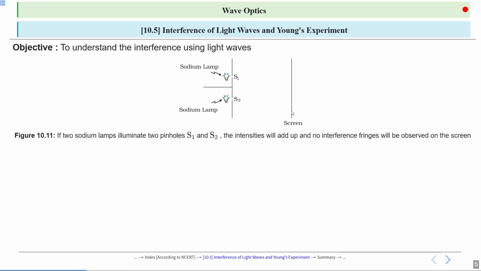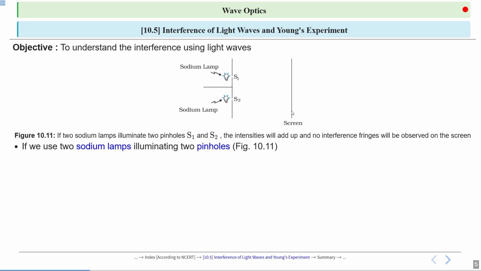So let's take a look at figure 10.11. Here you need to point out how two sodium lamps are used to illuminate two pinholes, labeled S1 and S2. This setup is crucial for our discussion on interference. Pay attention to how the light from these lamps interacts. In this setup, we use two sodium lamps to illuminate the pinholes. We won't observe any interference fringes on the screen.